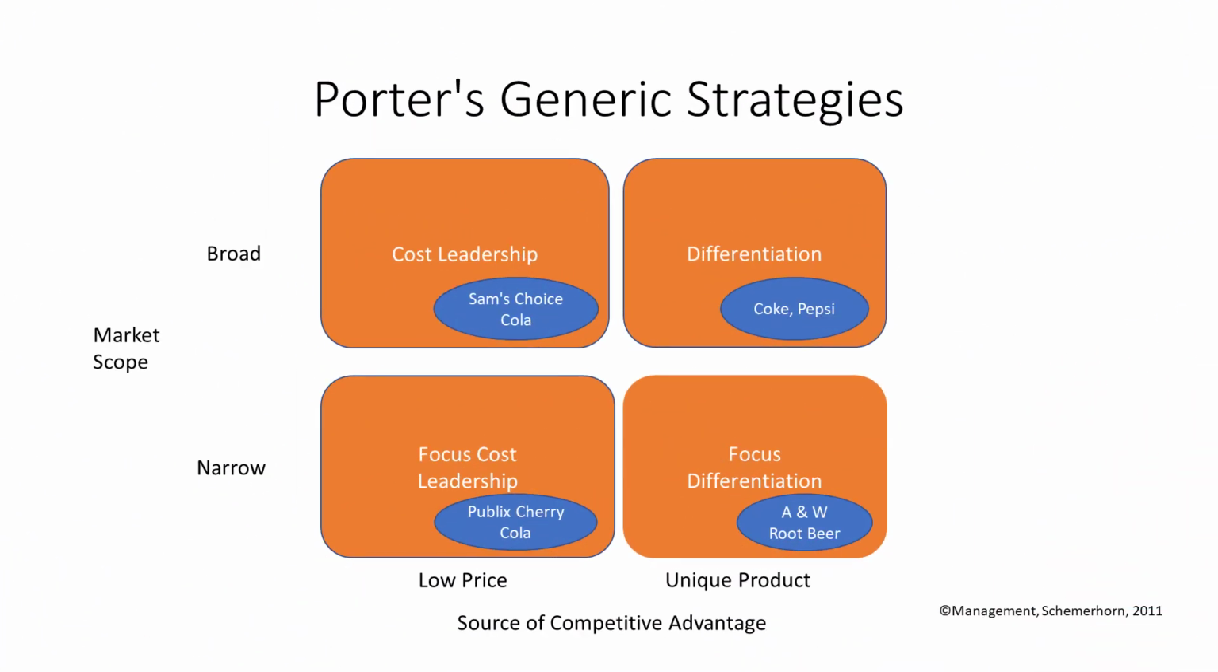Again, referring to the Schermerhorn example, there are four quadrants: cost leadership strategy, focused cost leadership strategy, differentiation strategy, and focused differentiation strategy. A cost leadership strategy focuses on the most purchased or preferred product, in this case cola, and offers the lowest price. Sam's Choice Cola focuses on keeping costs low, production, advertising, etc., in order to keep its price low and compete in the broadest market, which is cola.